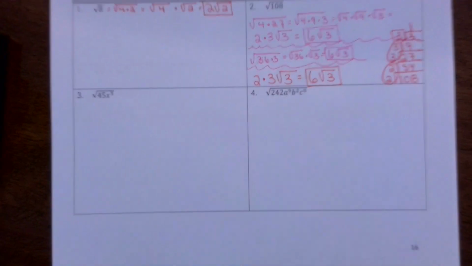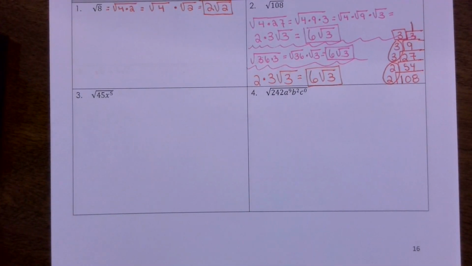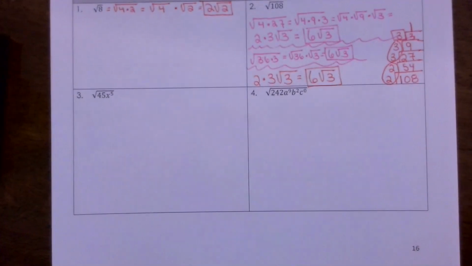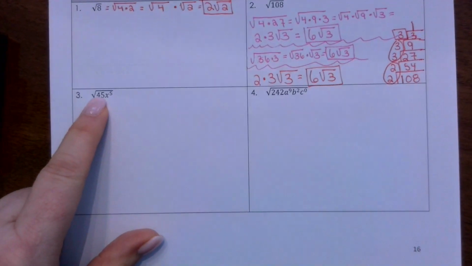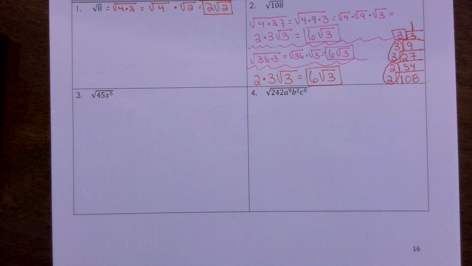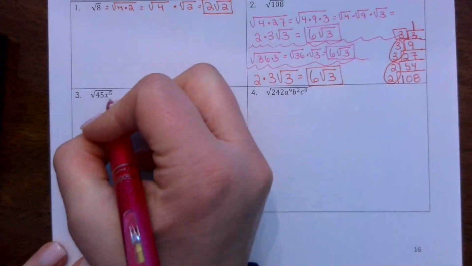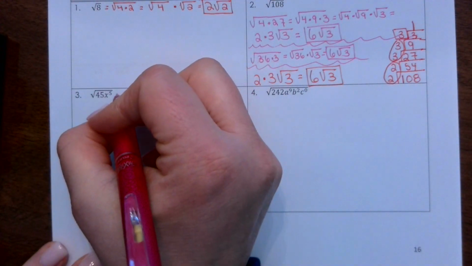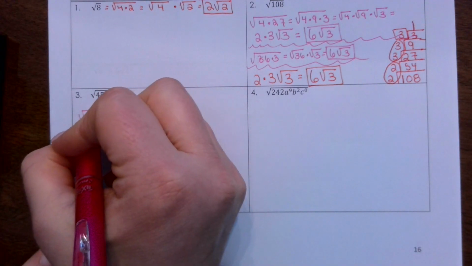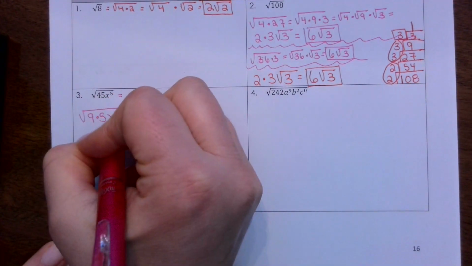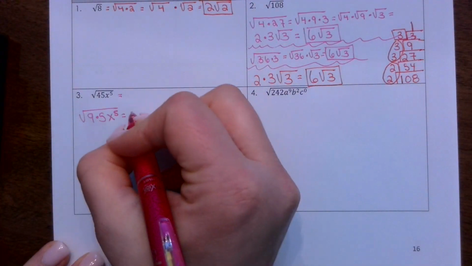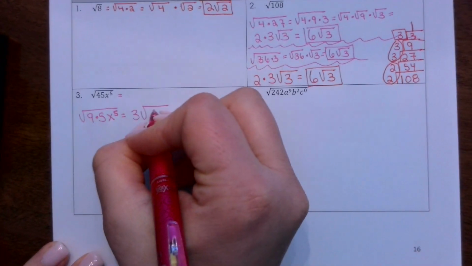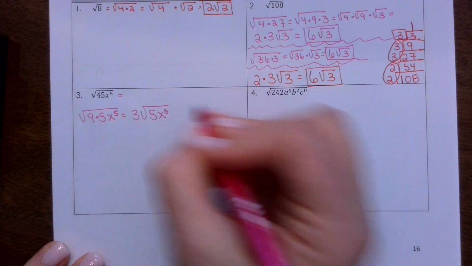When I look down here at my number 3, well, 45 is a much simpler number to break down into a perfect square because I know 45 is divisible by 5. 5 times 9, and 9 is a perfect square. So I can break this down into 9 times 5. And I'll just leave my exponent there for a second. I'll bring out the 3, so it's 3 square roots of 5x to the 5th.